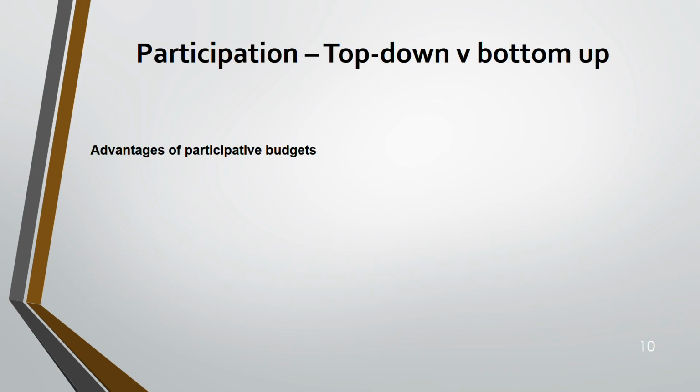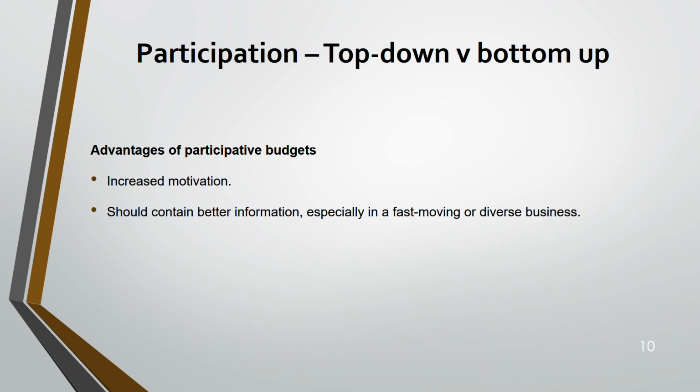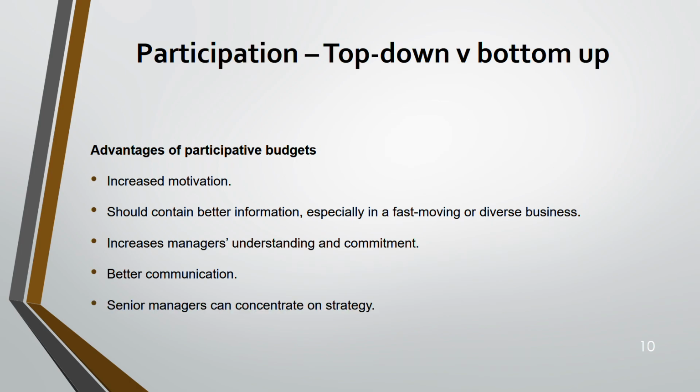First one, participation budget. The advantage of this budget is it increases motivation because everyone is participating, right? That's why it can give better information, especially if you are in a fast moving or diverse business. It increases management's commitment and understanding because they are participating. Everyone in the organization is participating in setting that budget, top down or bottom up. So better communication is there. Also, senior managers can concentrate on strategy, leaving the budgeting to mid-level or lower level managers.